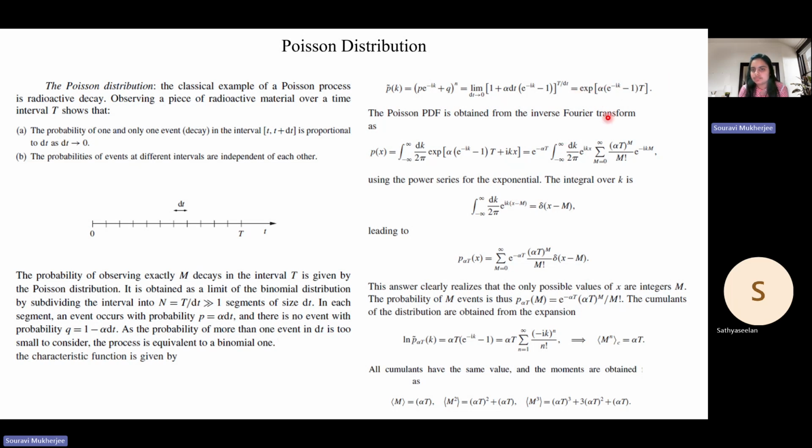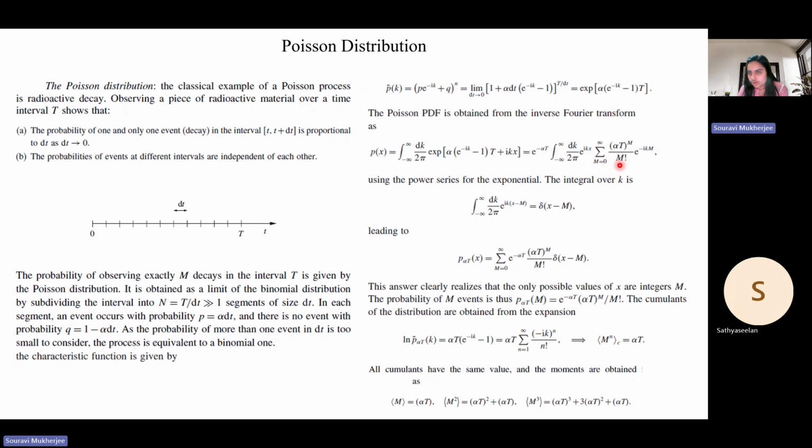So if this is your p of k, how do you find the probability density function? You do an inverse Fourier transform. If you do an inverse Fourier transform, this is how it would look. It's just rearranging these terms, taking e to the power minus alpha T out. So you have e to the power alpha T e to the minus ik. These terms you can take out, and only the dk terms are important. So you just have to keep e to the power minus ik terms, and then you have to do an integration. And this is how it would typically look.